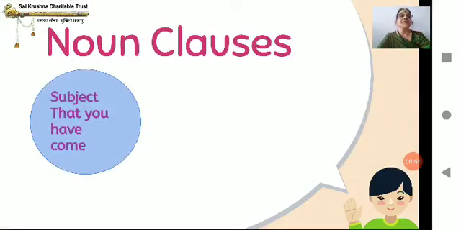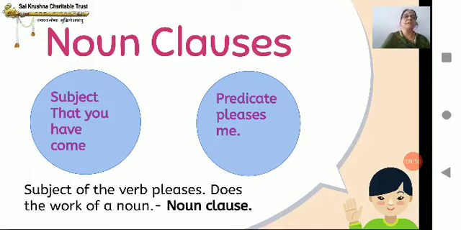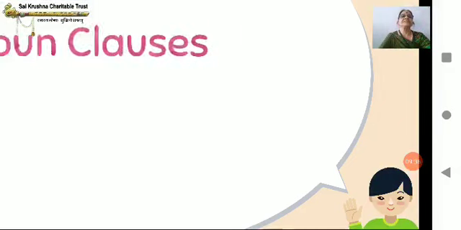Next. Subject, that you have come pleases me. Now look here. That you have come pleases me. What have I done? That you have come is the subject. Pleases me is the predicate. Is that clear? Now let's see. Subject of the verb pleases does the work of a noun. What pleases me? That you have come. What is pleasing me? That you have come. So subject of the verb pleases does the work of a noun. Hence it is a noun clause. Is that clear? Next one.